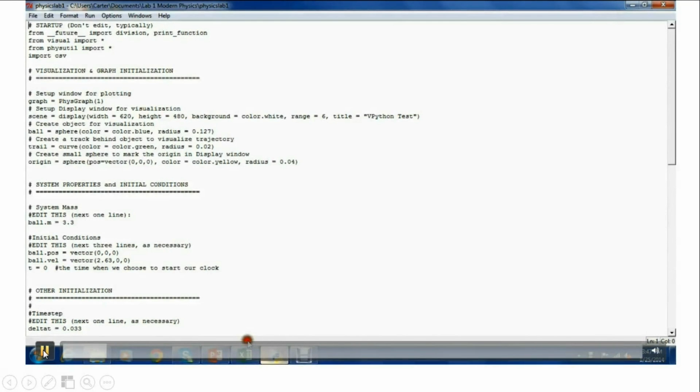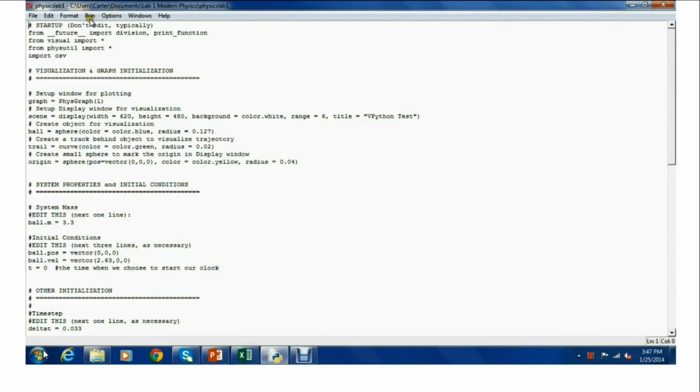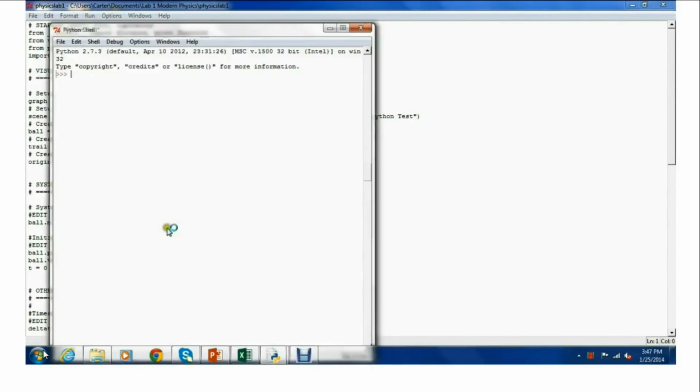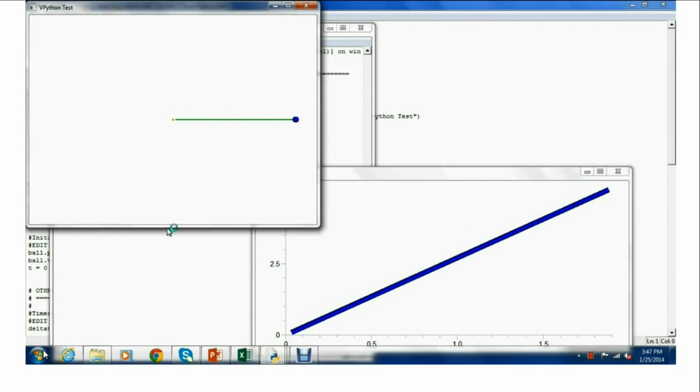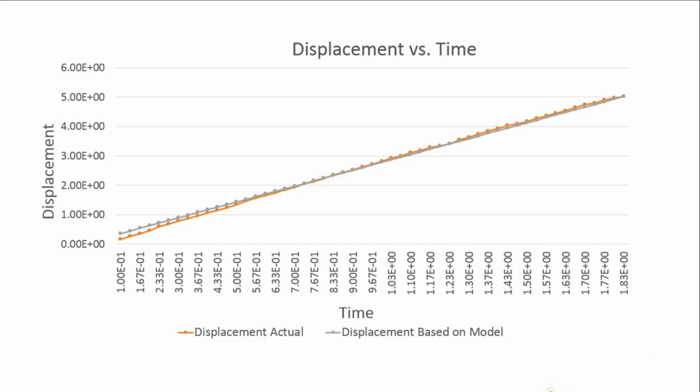As you can see in the computational model, the ball moves in a straight line and at a constant velocity. The position is directly correlated to the time. After extracting all the data from Tracker and from the computational model, I was able to make a graph of displacement versus time for both the actual video and the model in Excel to compare the data. As you can see, the model fits the actual results very well.